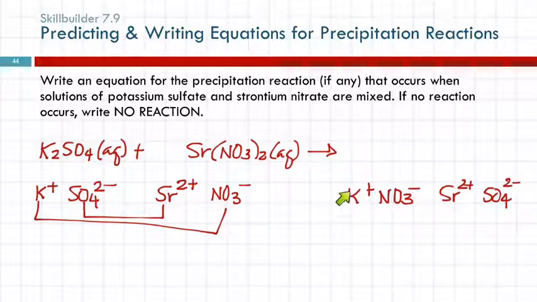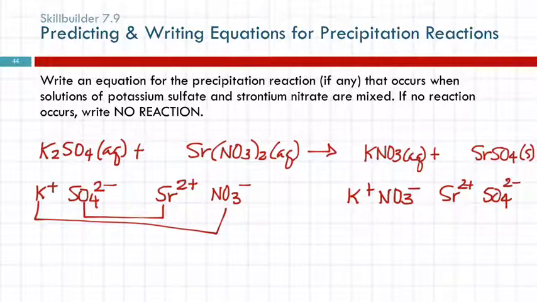So potassium and nitrate. Potassium compounds are always soluble. Nitrate compounds are always soluble. Strontium shows up as an exception to some things. So you find sulfate. Sulfate is in the top half, where sulfate compounds are usually soluble. If you look at the exceptions, strontium is one of the exceptions. So this one's insoluble. So we do need to finish this one. So KNO3, that one's aqueous because it's soluble, and SrSO4 is a solid. It forms a solid because it does not dissolve.